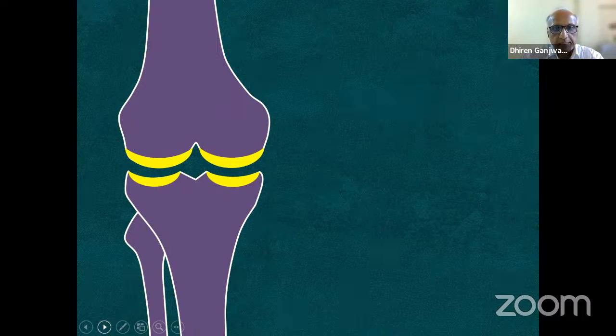The yellow color is for the cartilage. And we are talking of the area which is adjacent to the cartilage. It can be on the femoral side or it can be on the tibial side. But for the sake of understanding, we will use only the medial femoral condyle. So as shown in this figure, the subchondral bone in the medial femoral condyle has become avascular. This red area shows avascularity.